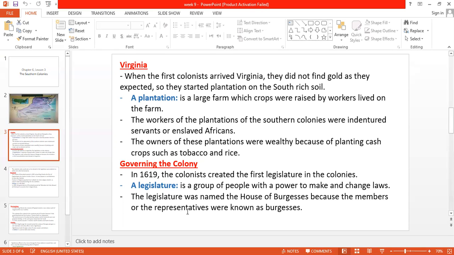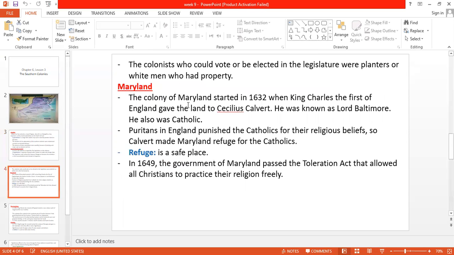Why? Because the members or the representatives of this legislature were known as burgesses. Okay, the colonists, guys, could vote and be elected to the legislature. And those representatives, guys, most of them were the planters or the owners of the plantations. Okay, and most of them, as I told you before, had property and they were rich because they planted tobacco and started to export the tobacco to England. That's why they were wealthy.